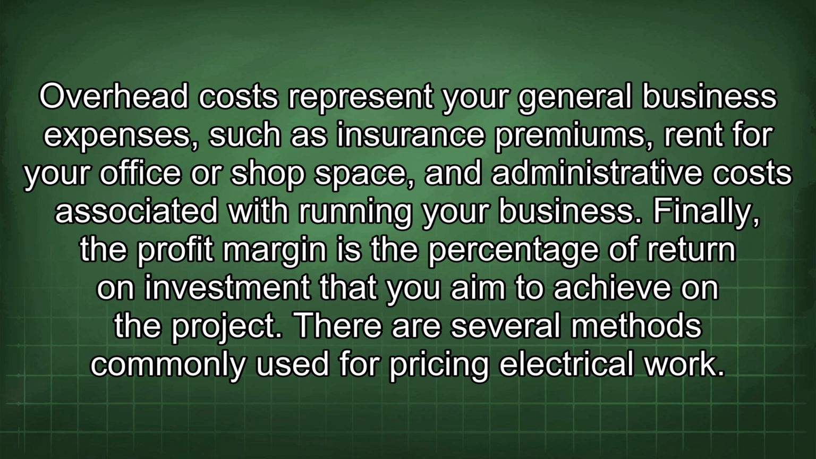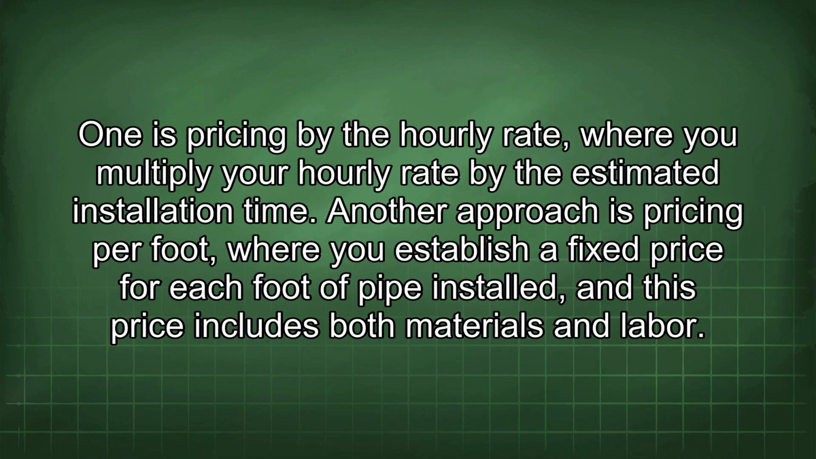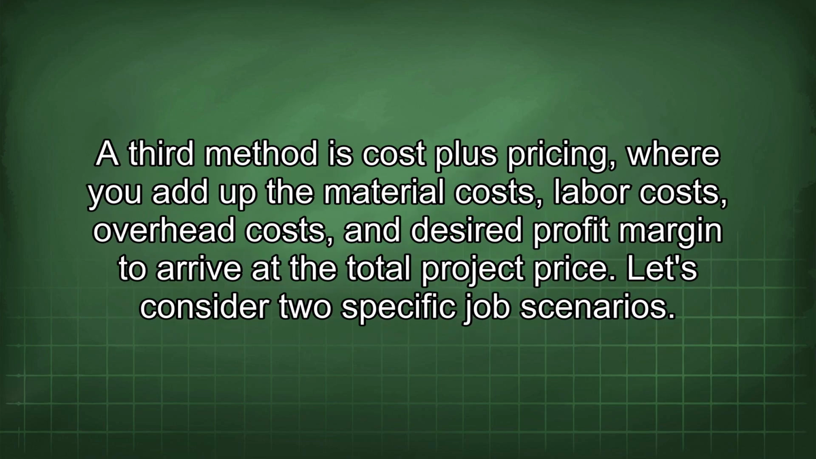There are several methods commonly used for pricing electrical work. One is pricing by the hourly rate, where you multiply your hourly rate by the estimated installation time. Another approach is pricing per foot, where you establish a fixed price for each foot of pipe installed, and this price includes both materials and labor. A third method is cost-plus pricing, where you add up the material costs, labor costs, overhead costs, and desired profit margin to arrive at the total project price.